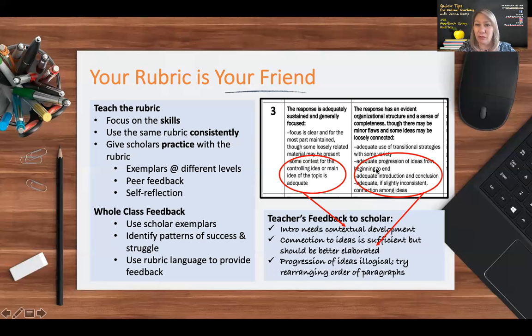Similarly, in terms of their organization and idea connection, they do have a strong connection between ideas. That is sufficient. But again, it could be more elaborated. You could go from a 3 to a 4 in this example. And for more formative assessment work, I say, your progression of ideas might be illogical. Try rearranging the order of paragraphs. So in some formative rubric feedback, I try to give them some suggestions as appropriate.